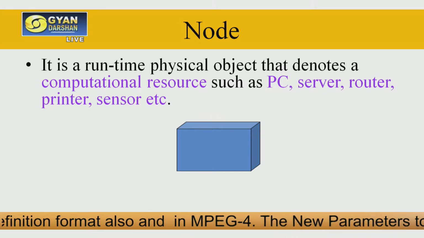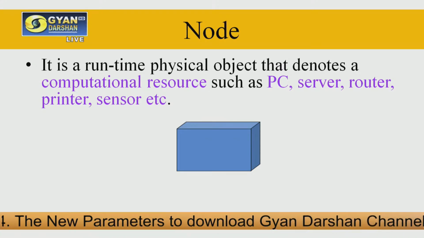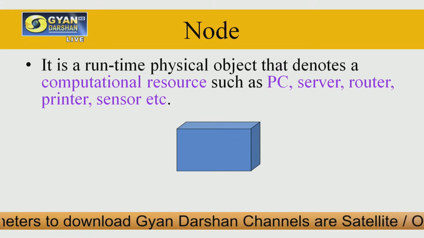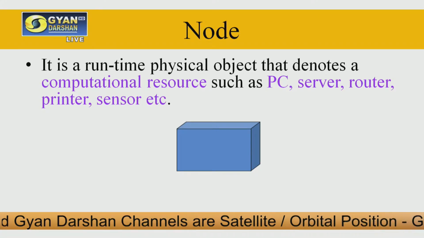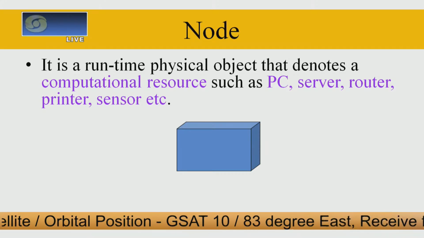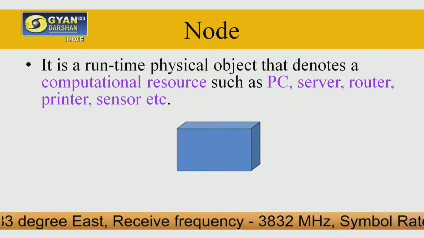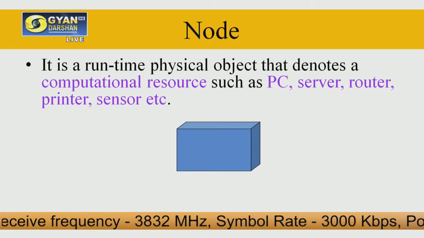Node is a runtime physical object that denotes a computational resource, like a personal computer may be the node for a particular system. A server, a software server, may be a node for a particular implementation. There may be more than one server if you are having very large or complex software which needs to be deployed. Then for the purpose of networking, if you are having some networking hardware like routers or bridges, those things can form the component of the system.